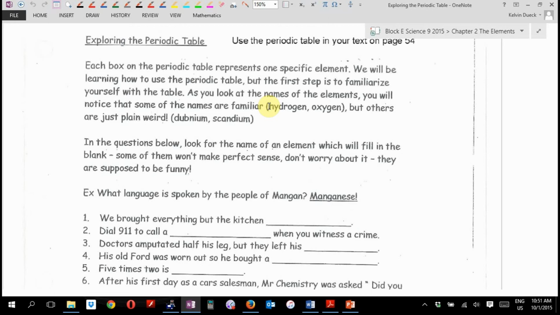Element number what? 1. What number is oxygen? Element number what? I'm going to ask you the same question, phrased differently, but I want the same answer. What's the atomic number of hydrogen? 1. What's the atomic number of oxygen? 8. See it? See oxygen? Okay, it goes in order of atomic number, not alphabetically.